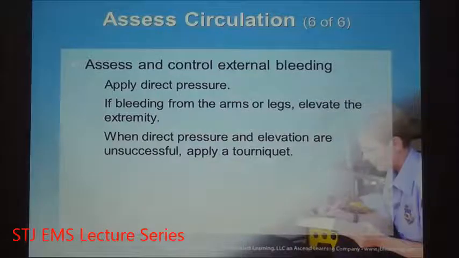Skeletal muscle can go almost 3 hours without blood supply. So we would rather stop the bleeding and deny oxygen to the muscle cells than bleed out and cause the body to die. So tourniquets are used when direct pressure and elevation are not effective.